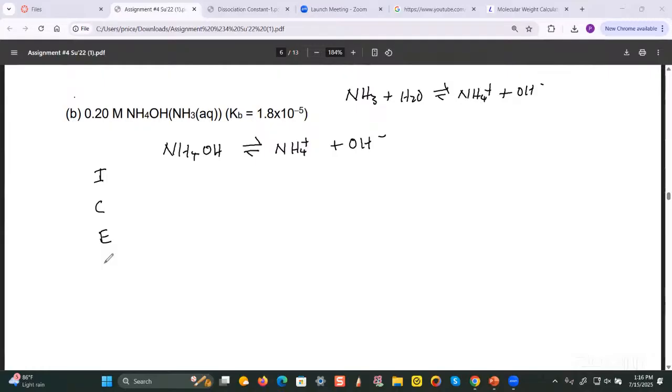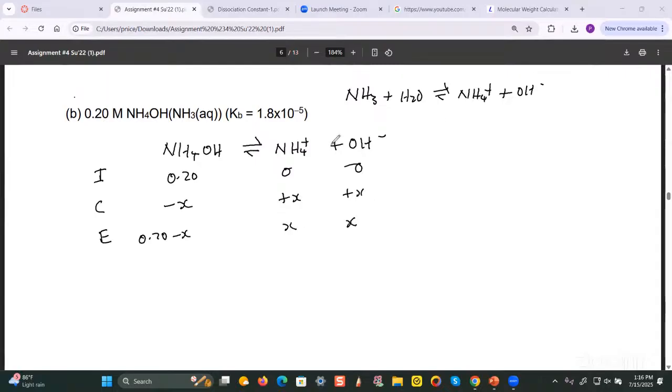So I'm going to start off with a nice table. So what am I going to put here? 0.20 M. What am I going to put here and here? Zeros. Okay, very good. Here, I'm going to put what? Minus x. Here, I'm going to put plus x. And here, I'm going to put plus x. So down here, I'm going to have 0.20 minus x. Here, you're going to have x and x.